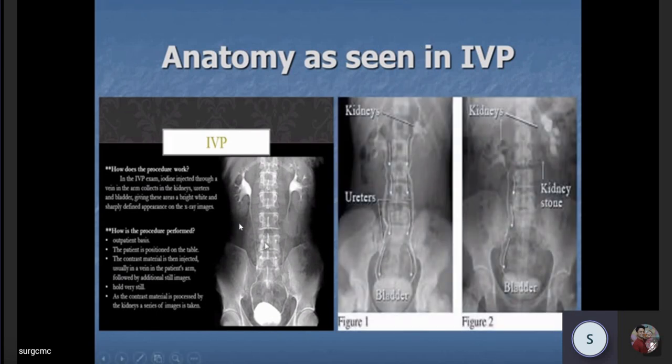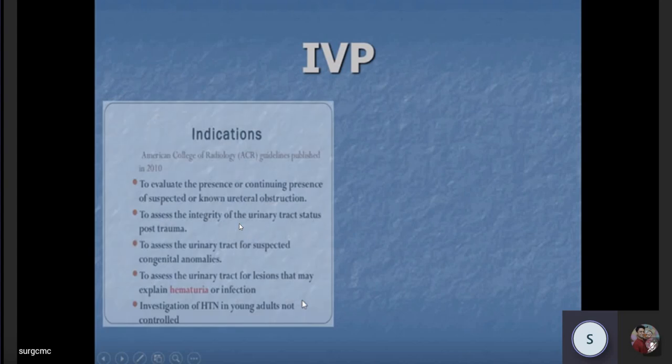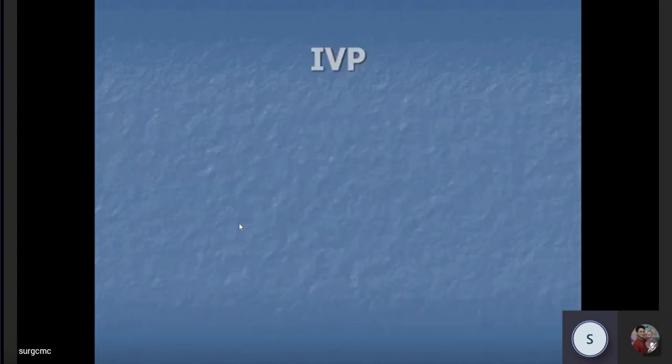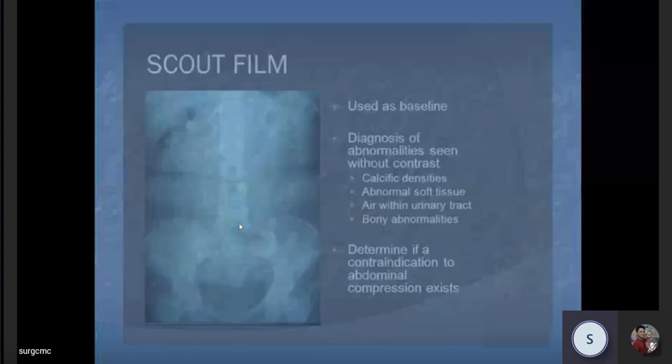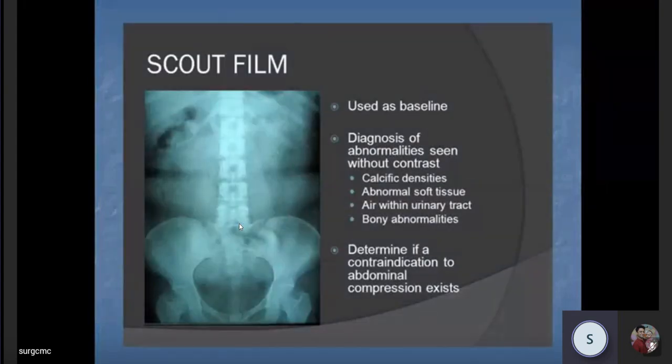So in this plate, I will go for the bigger plates. You can see the pelvicalyceal system on both sides, both the ureters coming down into the bladder. That is a normal picture in an IVP, intravenous pyelogram. Always do a scout film before going for IVP, to compare with any abnormality if at all detected.